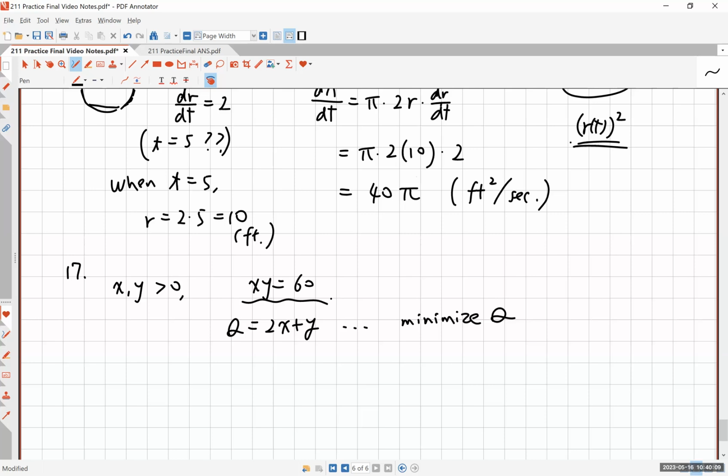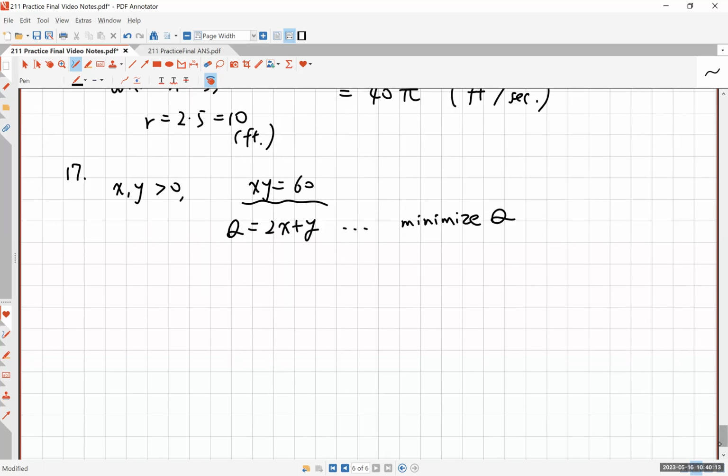All right, so let's try to find the minimum value of Q by controlling x and y so that Q would be minimum. So how do you do that? Well, here you have a choice. You can write x in terms of y or y in terms of x. I think I'll just write y in terms of x. Y is 60 over x, right? Because x times y is 60. You can write this as 60 times x to the negative first power.